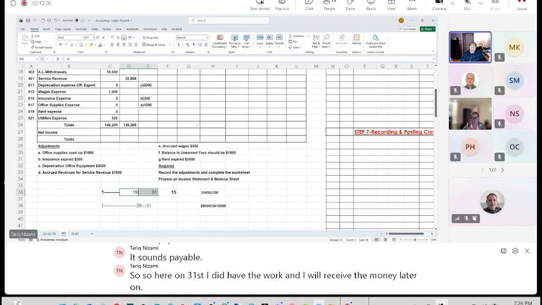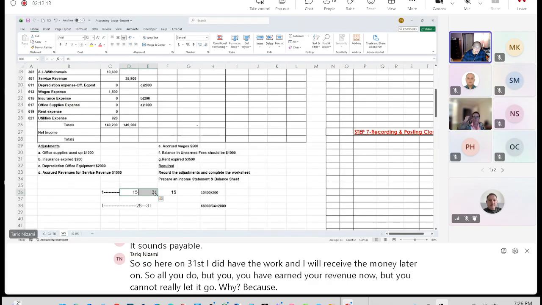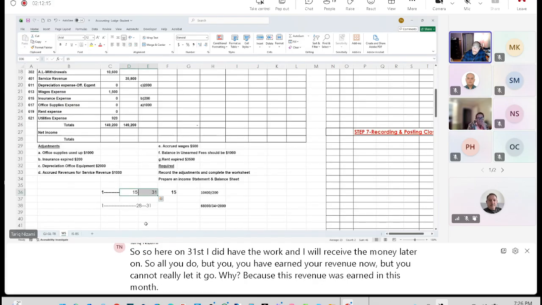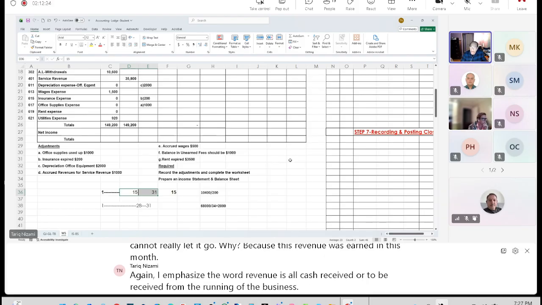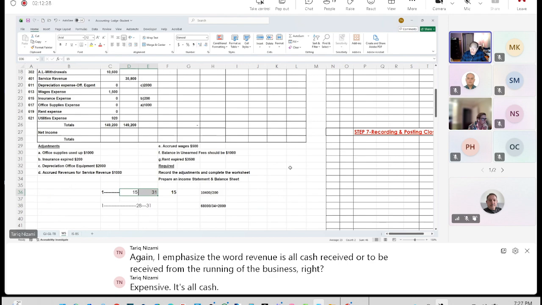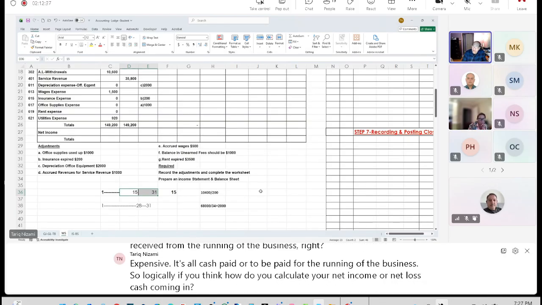So you have earned your revenue now, but you cannot really let it go, because this revenue was earned in this month. Again, I emphasize the word revenue is all cash received or to be received from the running of the business, right? Expenses is all cash paid or to be paid for the running of the business. So logically, how do you calculate your net income or net loss? Cash coming in minus cash going out.